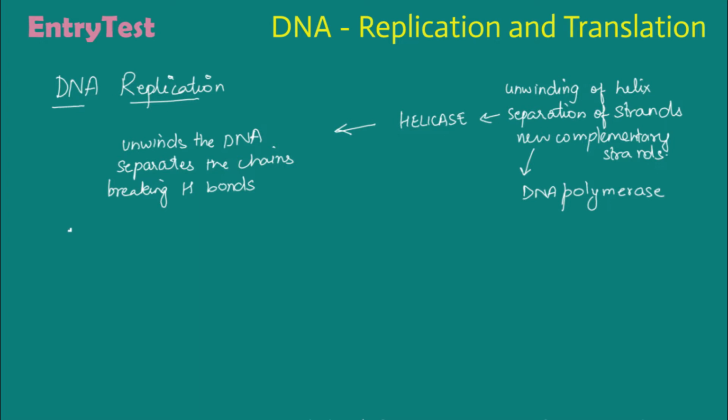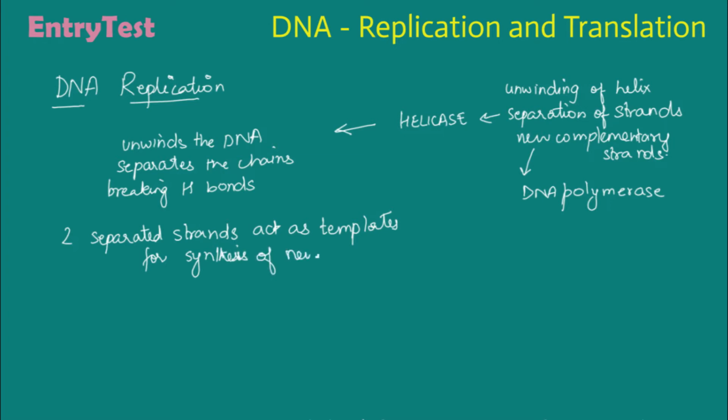And the two separated strands, which have been broken due to breakage of their hydrogen bonds, they act as templates for the synthesis of new strands. So that is what helicase does. What is the role of DNA polymerase? DNA polymerase, it synthesizes new strands from the two parental template strands.